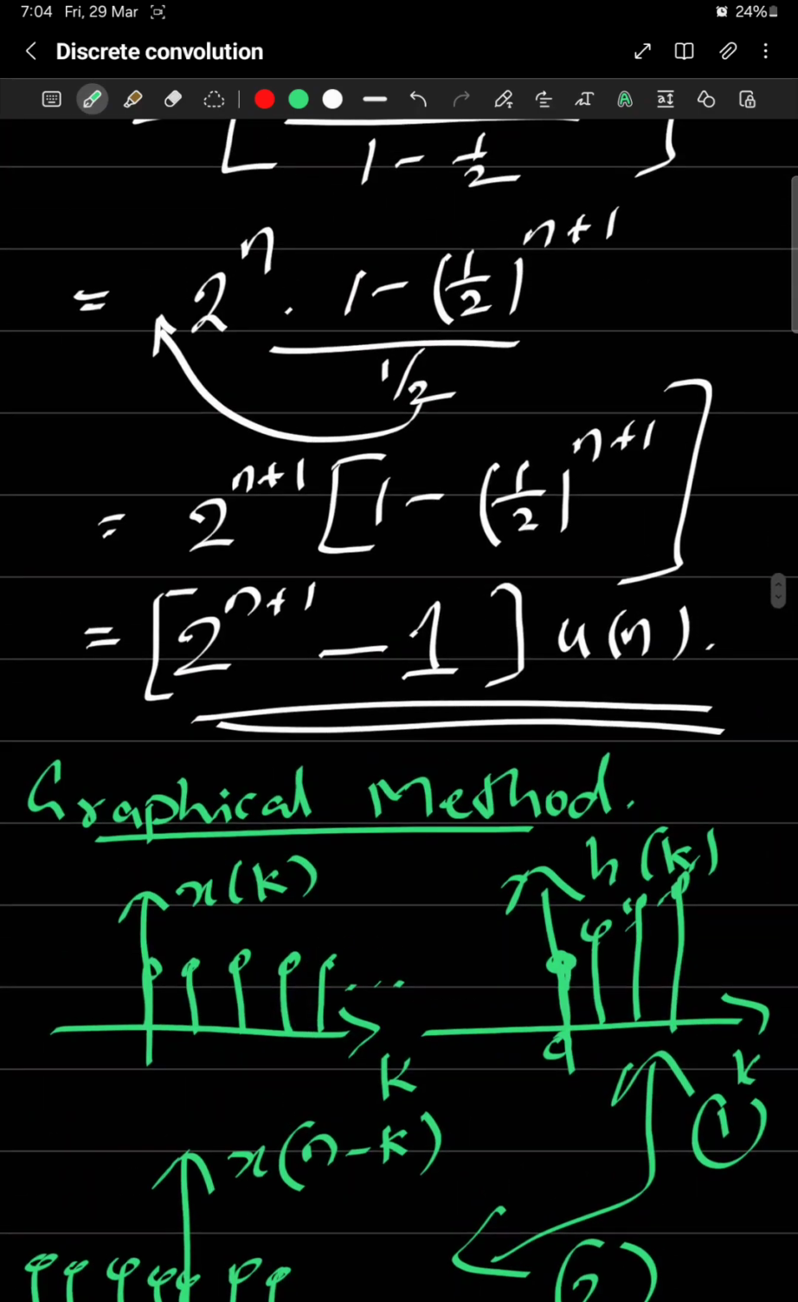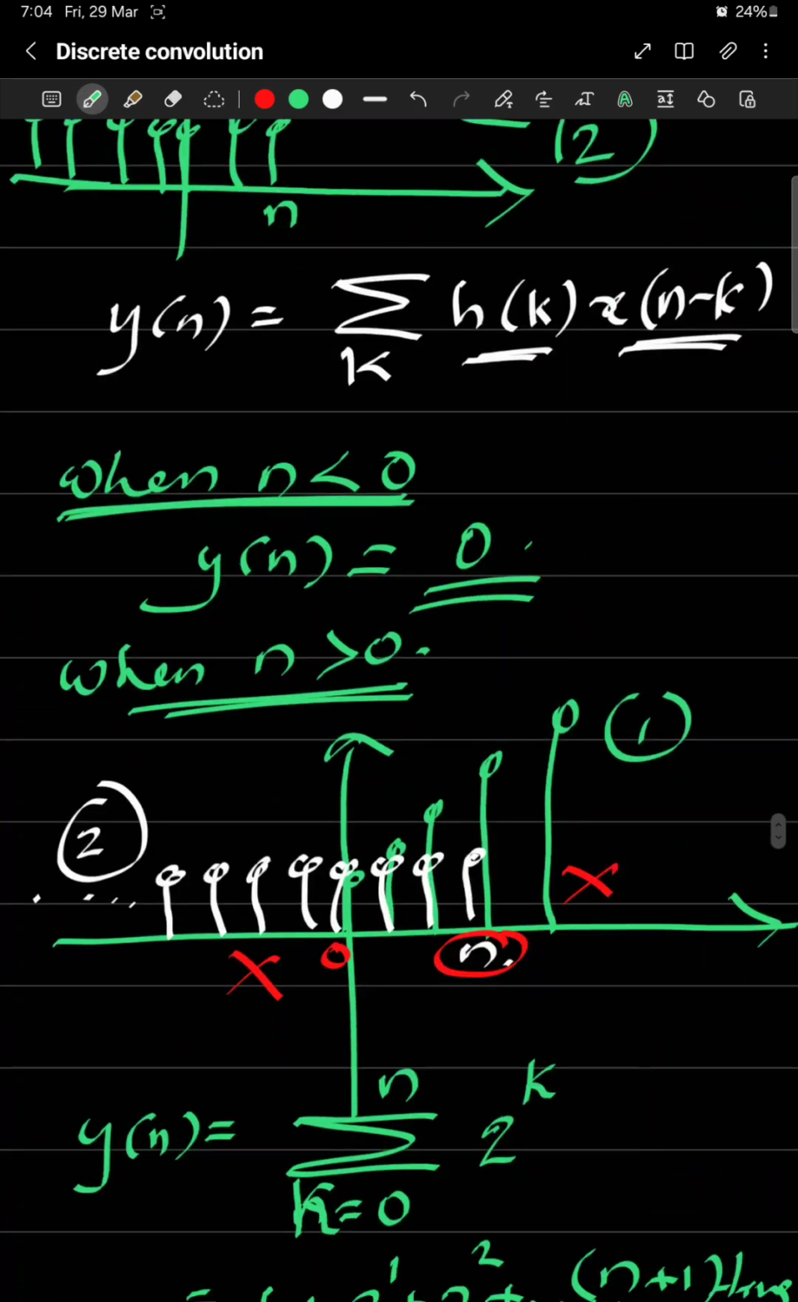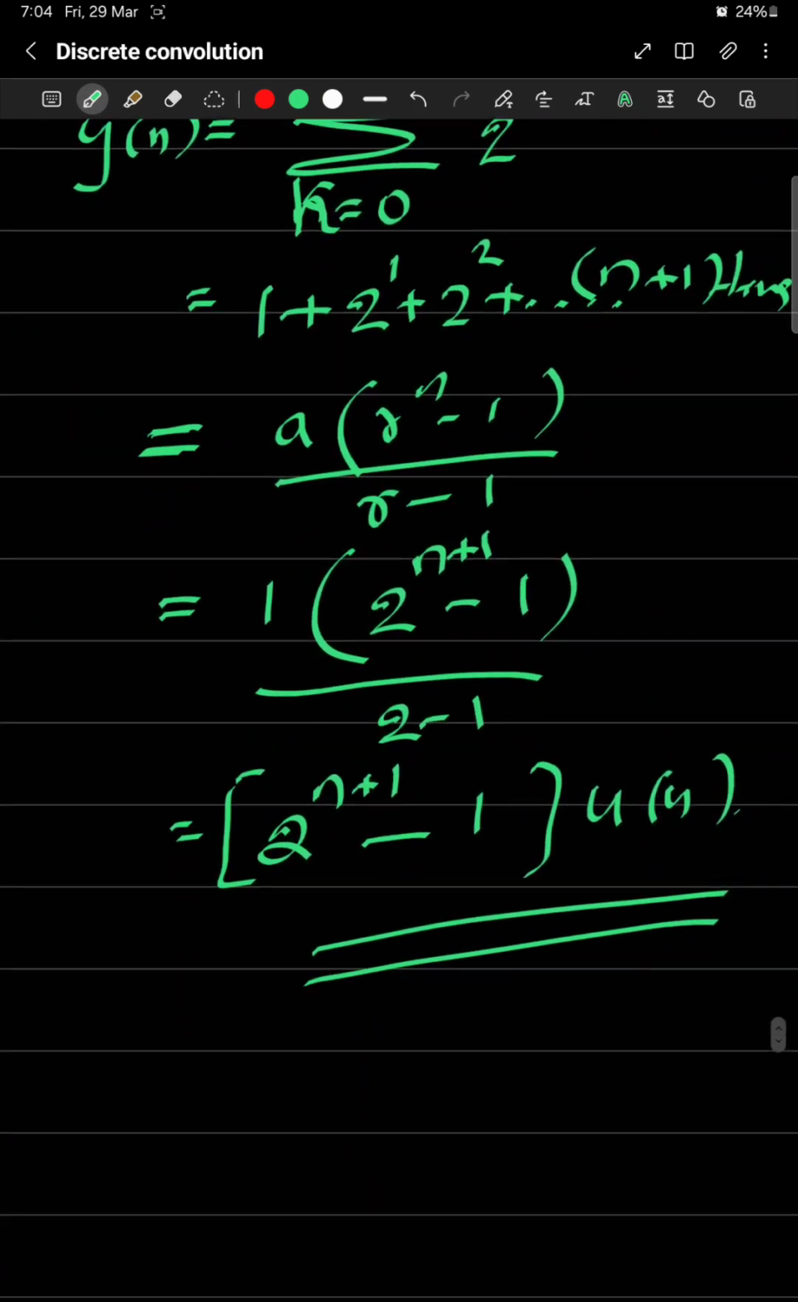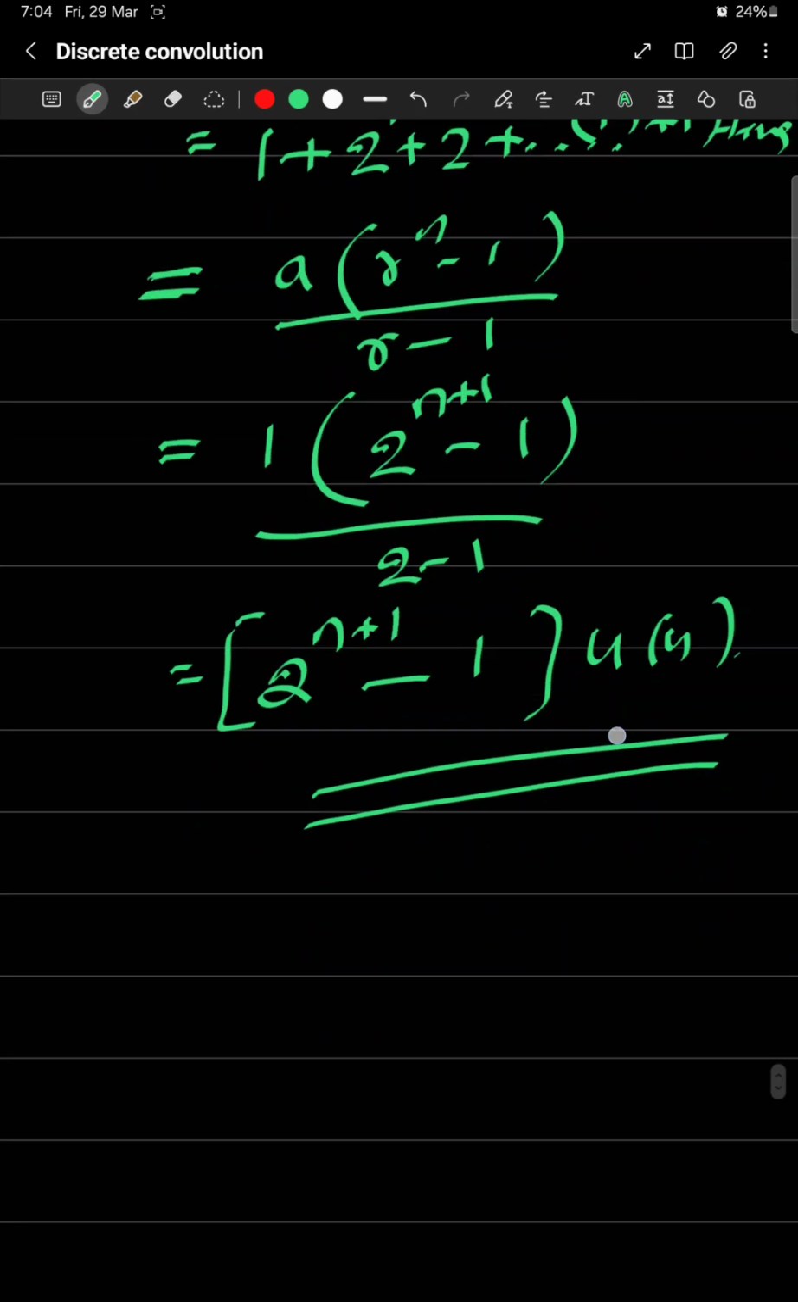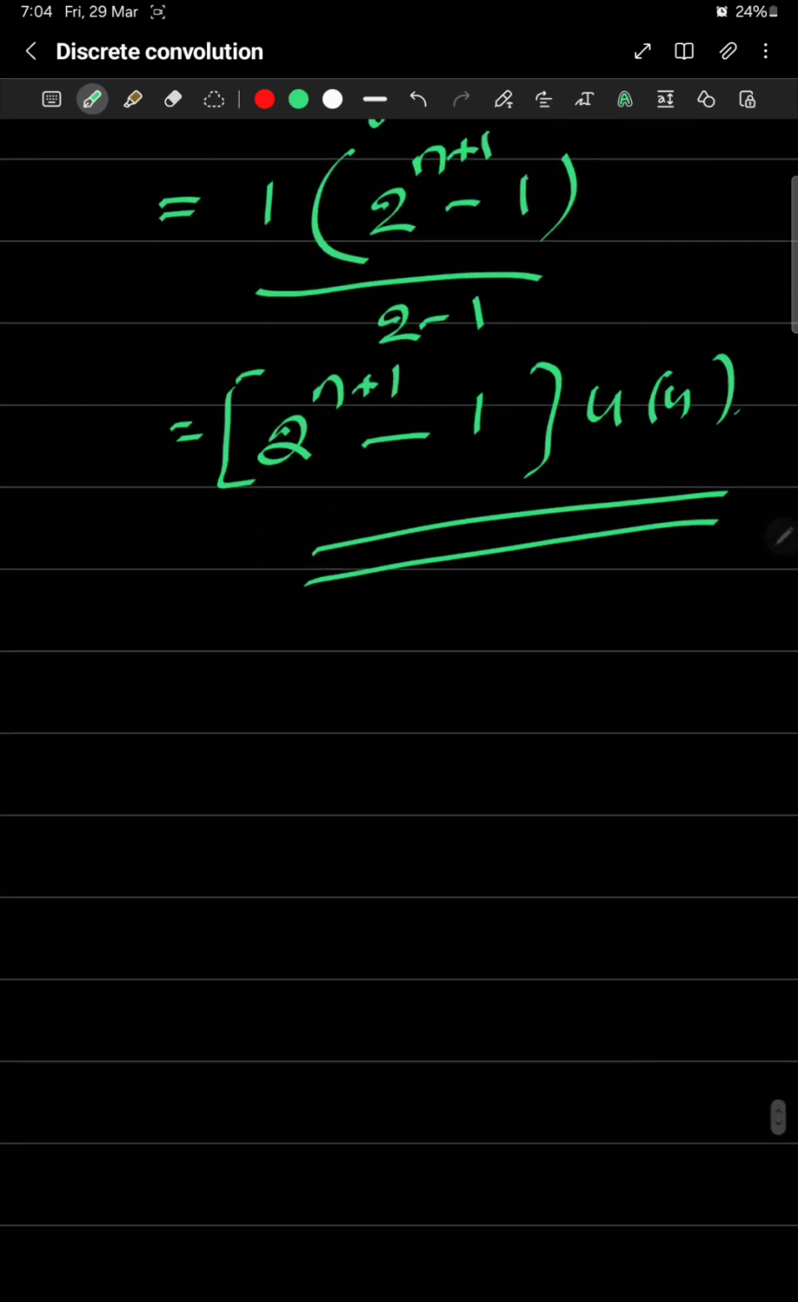So let's compare with the first method. Answer of the first method, that was 2 raised to n plus 1 minus 1. Now here it is 2 raised to n plus 1 minus 1, the same. So these are the two methods for calculating discrete convolution. There is another method when you have finite number of elements in both the sequences. There is another easy method.